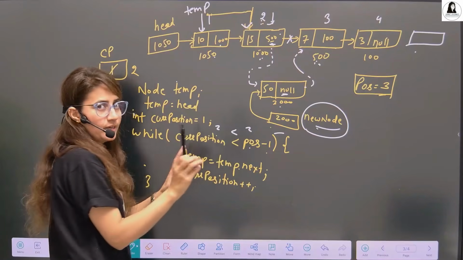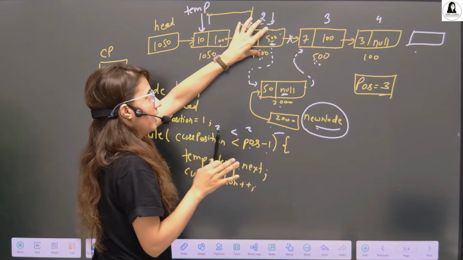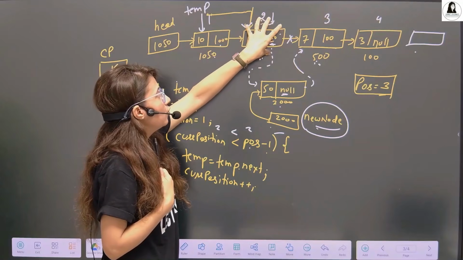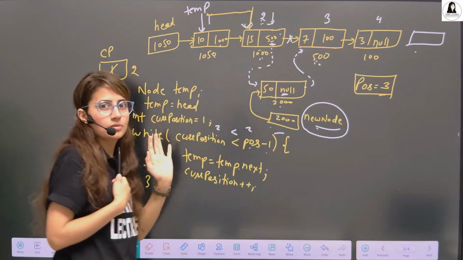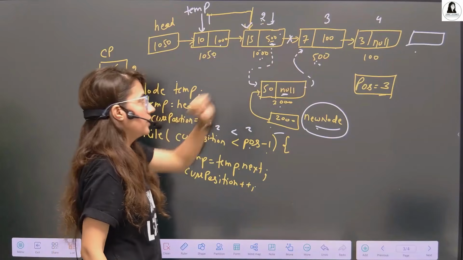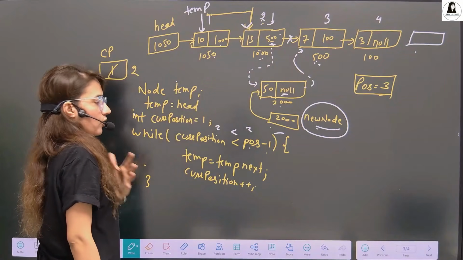Now temp would not be temp.next. We are here, temp is here, and that's exactly what I want. I want to access this node which is previous to my position. Previous node to my position whenever I want to insert third here. Right? So I got it.